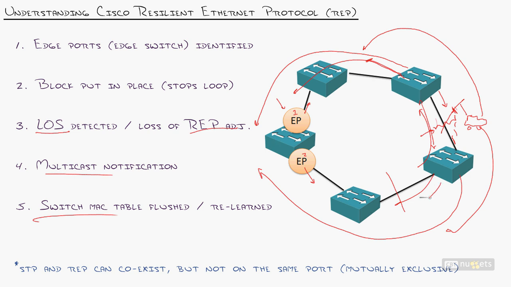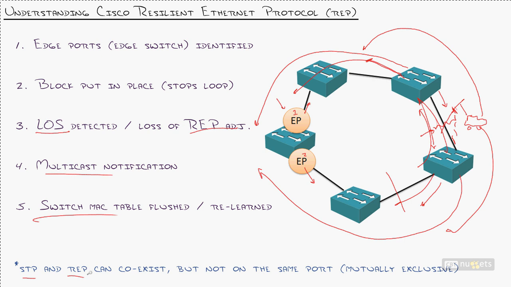So if this guy was previously going this direction, maybe now it's going this direction and has to repopulate its MAC address, which it does very quickly. Now, last note that I'll put in here: spanning tree and REP can coexist, however, never on the same port. And we'll talk more about this in an upcoming slide.